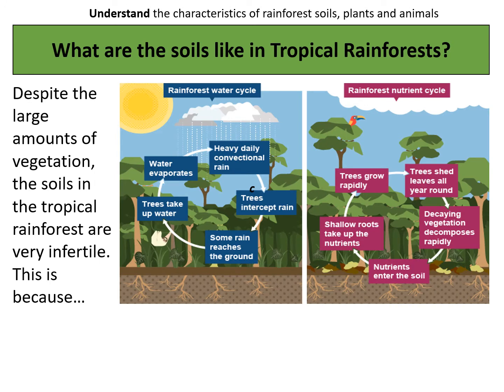So what are the soils like in the tropical rainforest? What I would like you to do, first of all, is to pause the video and have a little go at drawing the two diagrams. So we have here the water cycle and then the nutrient cycle. So draw these two diagrams out for me, please, and label them. And I want you to think about why the soils are like this.